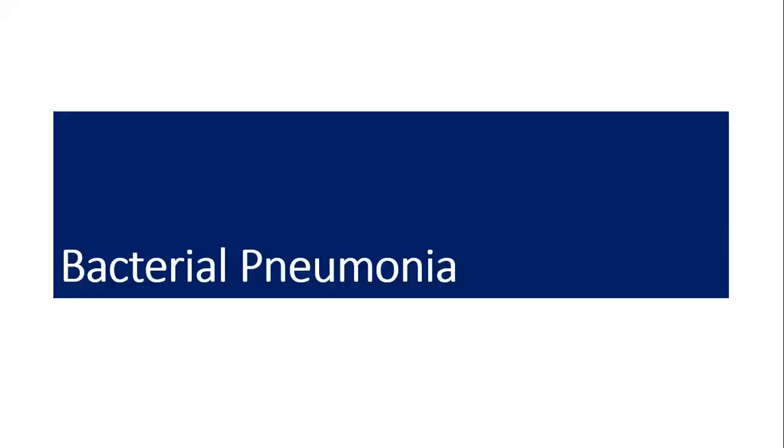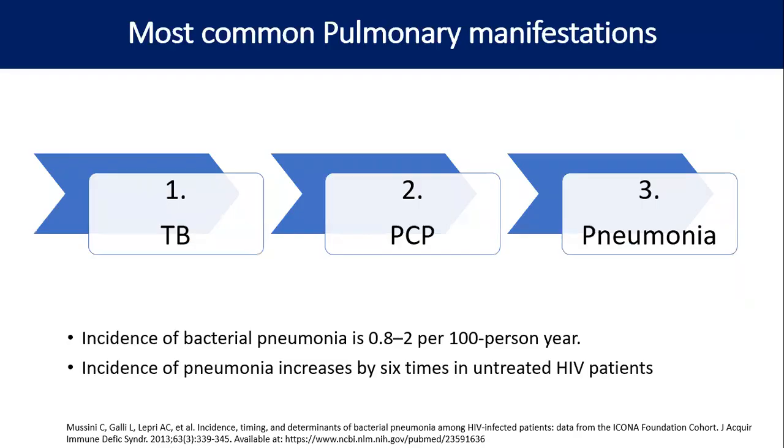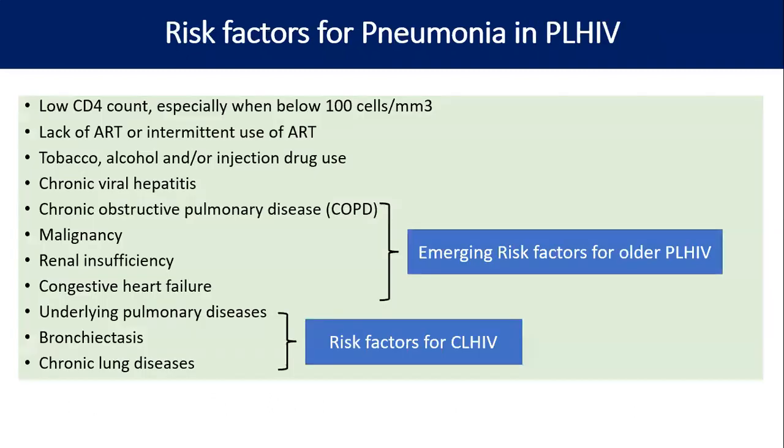Now, coming to bacterial pneumonia. So the most common pulmonary manifestations we know are TB, PCP, and pneumonia. Incidence of bacterial pneumonia is 0.8 to 2 per 100 per year. Incidence of pneumonia increases by 6 times in untreated HIV patients.